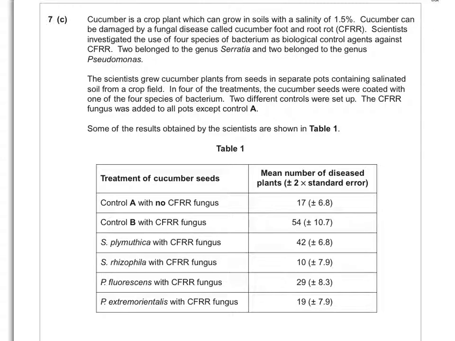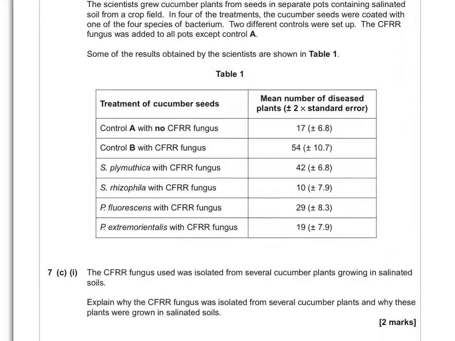Again, I wouldn't get too concerned about the fact that you don't know what the biological agents are. It's more about the information that they give. They then talk a bit about the methodology of how they got the results, okay, and they talk about the treatments. Cucumber seeds were coated in one of the 4 species of bacterium. And they talk about control as well. So there's lots and lots of information there.